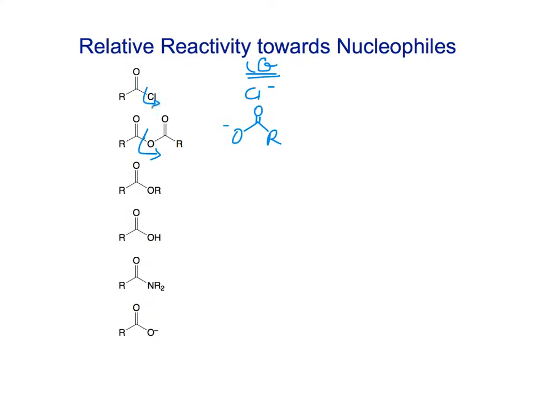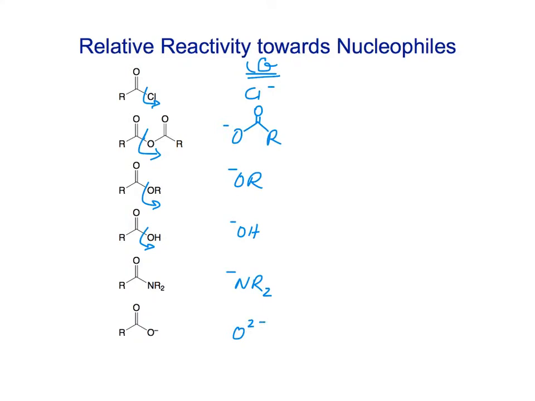Here's the leaving group. If we have an ester, then our leaving group would be an alkoxide. If we have a carboxylic acid, the leaving group would be hydroxide. If we have an amide, the leaving group would be this amide anion. And if we had a carboxylate anion, and we drew it like this, the leaving group would be O2 minus.